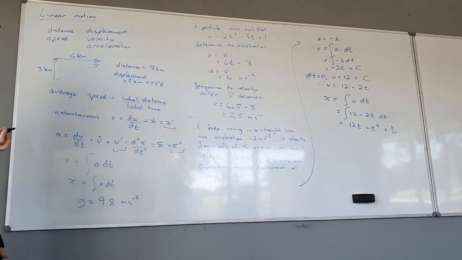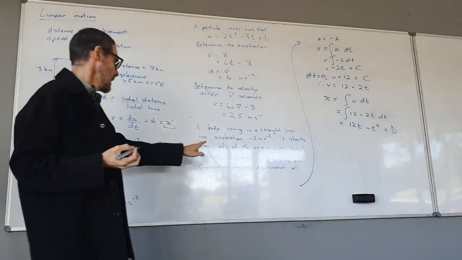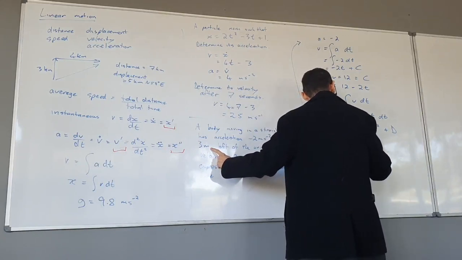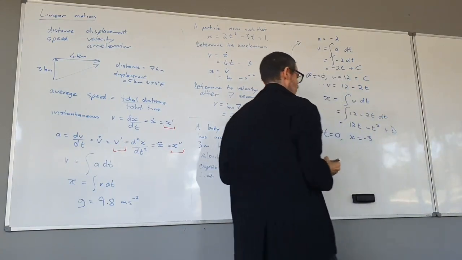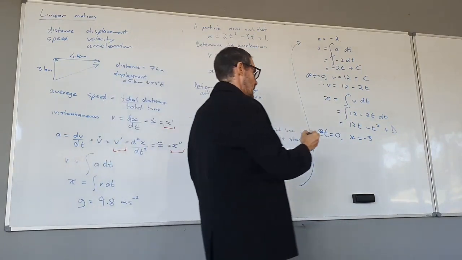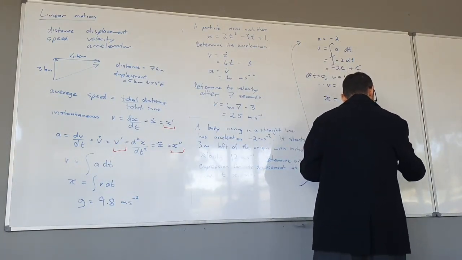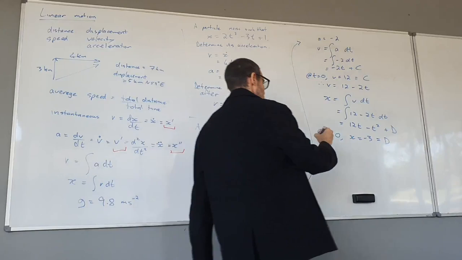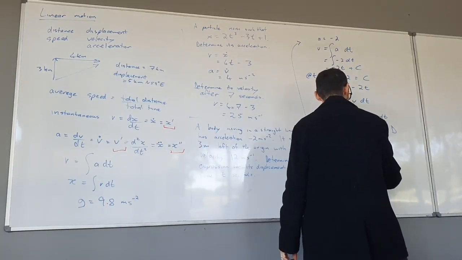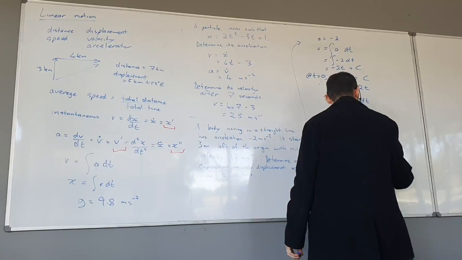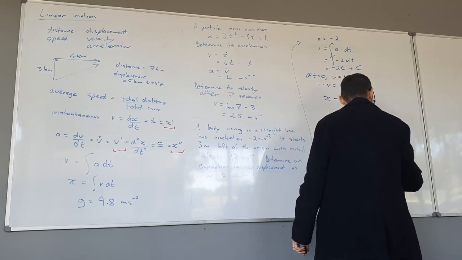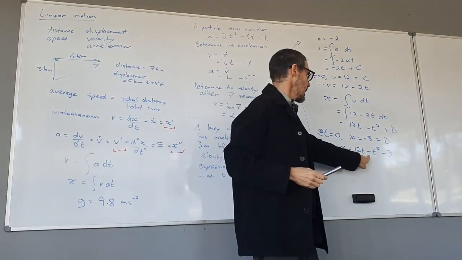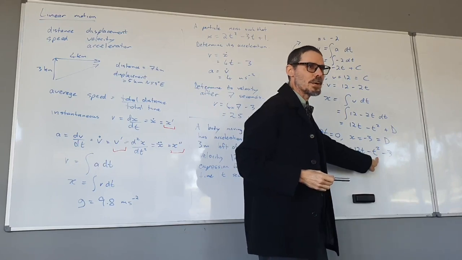I need more information to work out that constant. Where's my additional information? Starts 3 meters left. So at t equals 0, x is negative 3. Which is, this is 0, this is 0, that's going to be d. Therefore, x is 12t minus t squared minus 3. ut plus a half t squared, half a t squared.